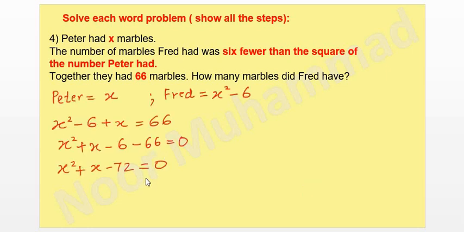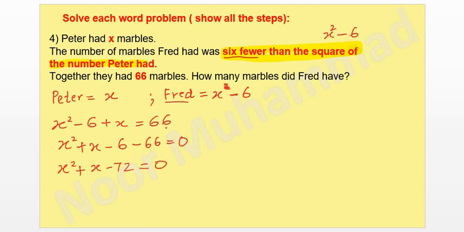So here is the standard form of this equation. How did I get it? Peter has x marbles, right? How much is Fred having? This is the line that helps us know how much Fred is having. Fred is having 6 fewer. It means you have to subtract 6 from what? The square of the number Peter had. So Peter had x, and what do we have to do to make it 6 less? We have to subtract 6 from it. He had x squared, and 6 less than the square of what Peter had. So Fred has 6 less than the square of x.